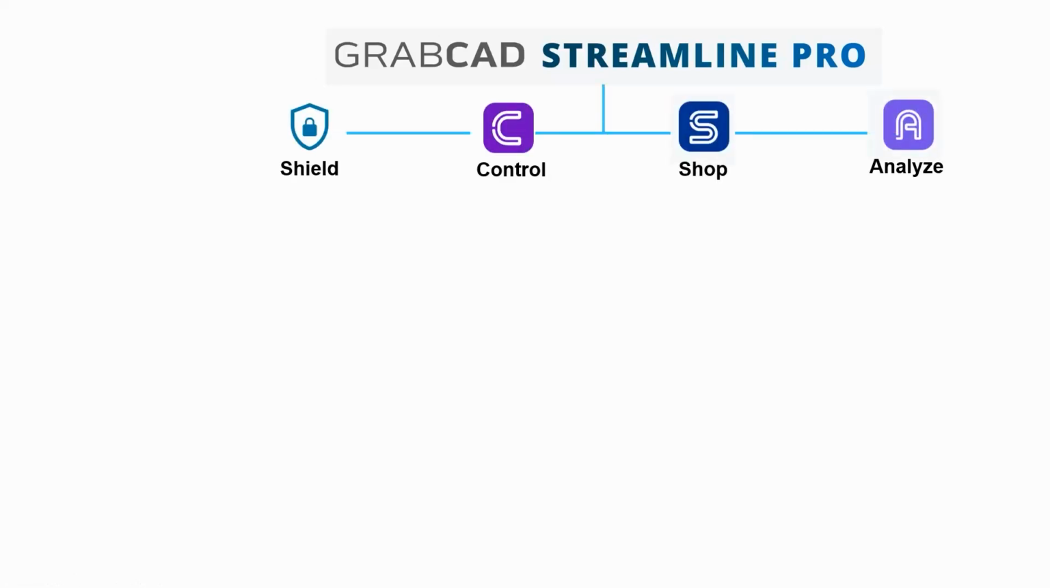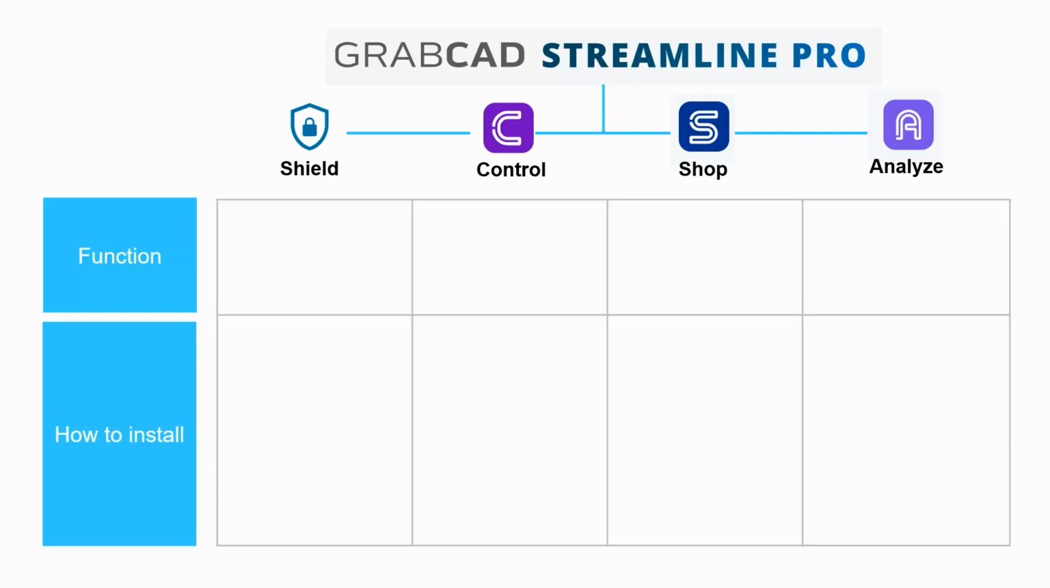What is GrabCAD Streamline Pro? Well, I always describe Streamline Pro as an umbrella product. It's got different components underneath the umbrella, and you can install one or all of them as you wish. And some parts are local and some parts are on the cloud. So let's see the function and how to install each part.